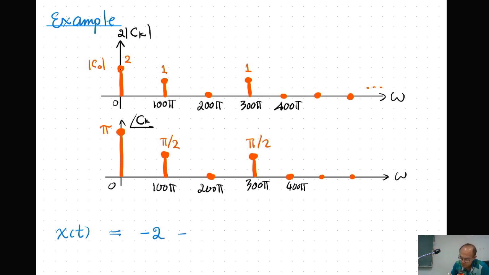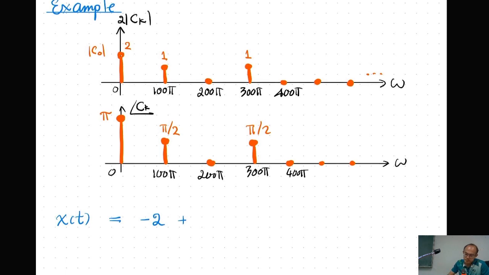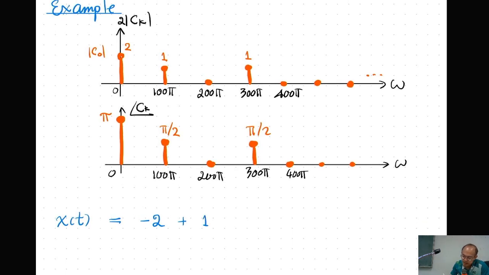Now, C1. The frequency of this signal is obviously 100 pi radians per second. The value of C1 has a magnitude of 1, and the phase is pi over 2. So we have 1 times cosine of 100 pi t plus pi over 2.